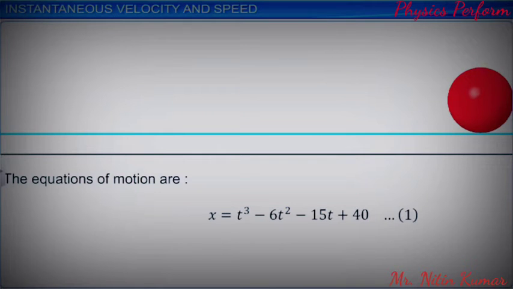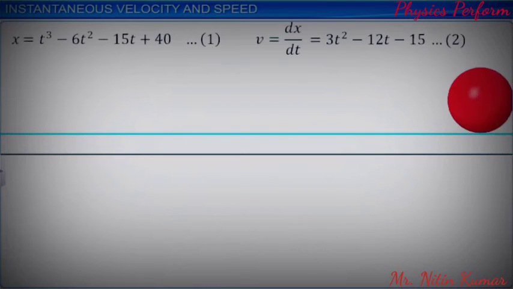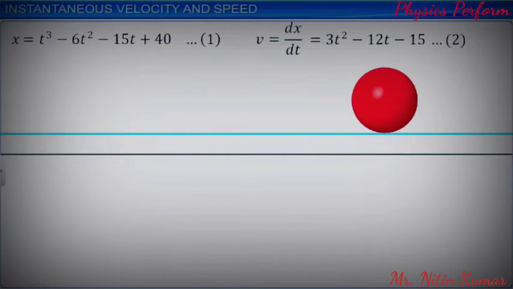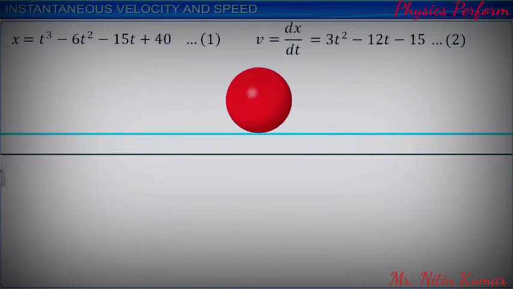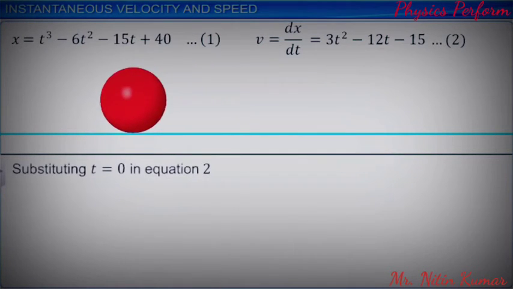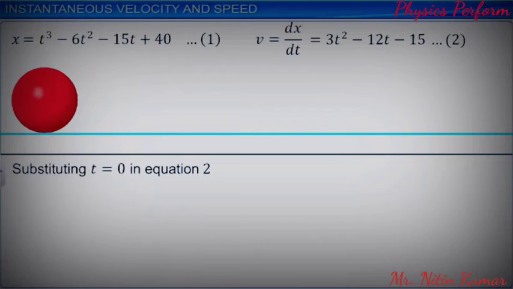v equals dx by dt equals 3t squared minus 12t minus 15. Label these equations 1 and 2. At t equals 0 seconds, we need to find the value of v. Substituting t equals 0 in equation 2, v equals minus 15 meters per second. The particle here is moving towards the left.